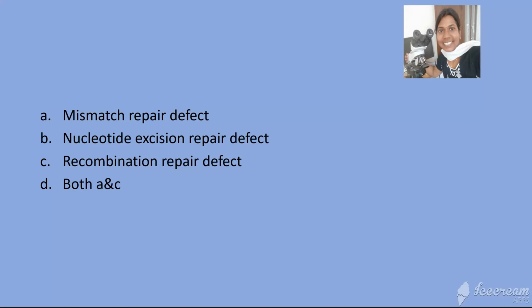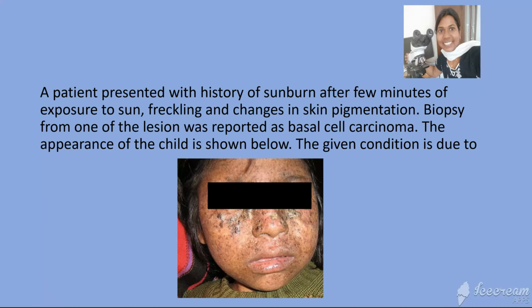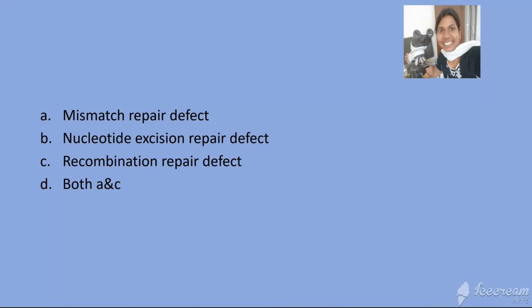Okay. So, going back to the question, it's a young child who has got a lot of dermatological lesions following exposure to sun, and there is basal cell carcinoma. Usually, basal cell carcinoma doesn't occur in a child of this age group. So, when you see a lot of reactions of your skin and an early onset of basal cell carcinoma, you have to suspect some defect in repair. Okay, so what is the answer?